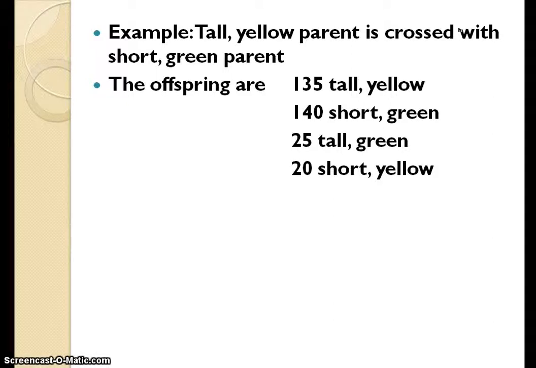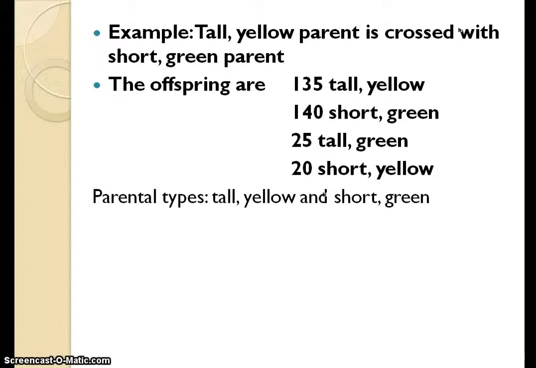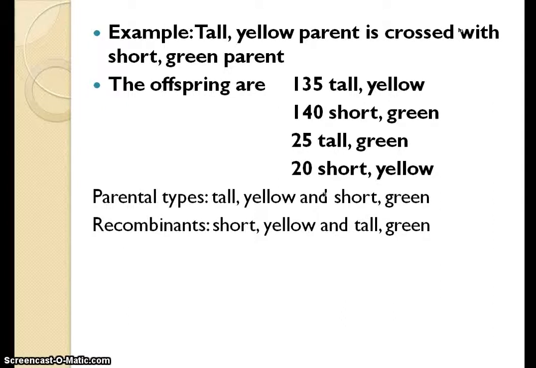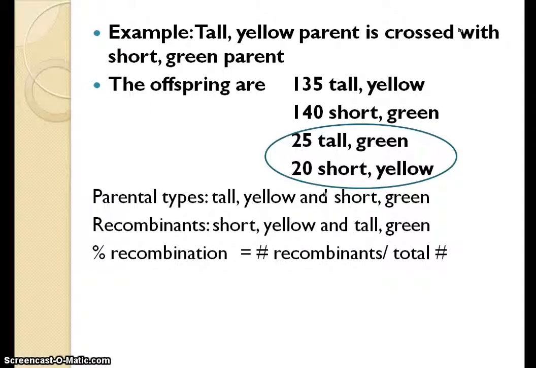Right away, we would notice that this is not a 1-to-1-to-1-to-1 ratio, so we know that we're dealing with linked genes. The parental types in this case are tall and yellow, we have a high number of those, and short and green, and we have a high number of those. Our recombinants are going to be short and yellow and tall and green. In order to calculate a recombination frequency, we are going to need to calculate percent of recombination. So we're going to put the number of recombinants, they are circled above, 25 tall green and 20 short yellow. And we need to divide the number of recombinants by the total number. This is what that's going to look like.